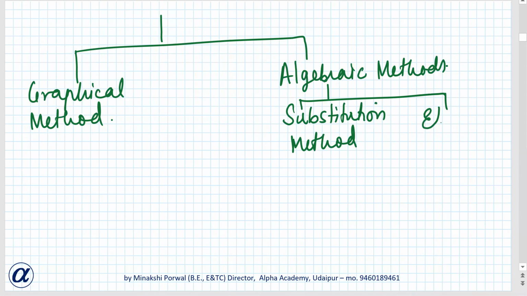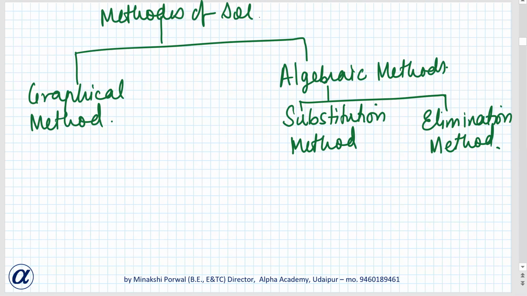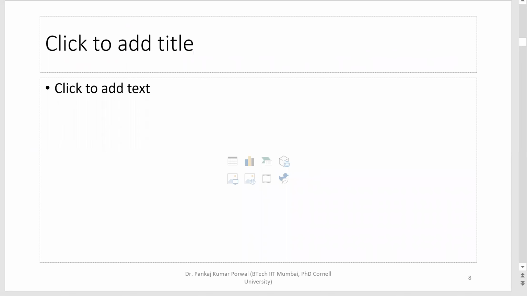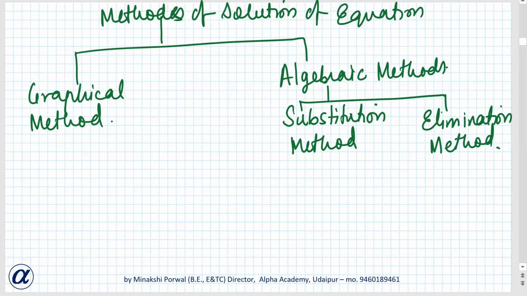Next is elimination. And next is cross multiplication, which is omitted. So only the substitution and elimination methods we have to do. Okay, so these are the methods of solution of equations. Now we'll take one question and solve it by all the methods. I'll explain all the methods to you.